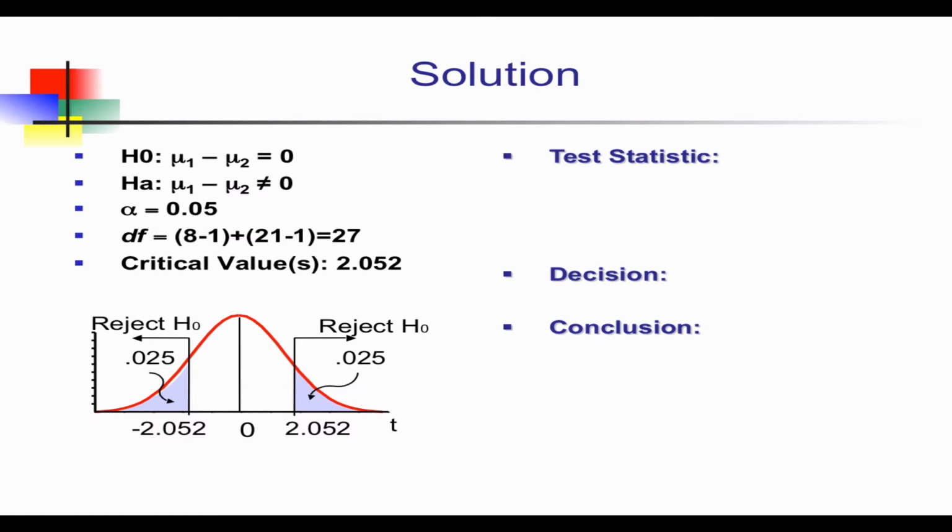So remember, this time for two-sample t-tests, when you are willing to assume equal variance, the degrees of freedom is n1 minus 1 plus n2 minus 1. So it's 27. And then if you go to a t distribution with 27 degrees of freedom, you get this critical region, which is negative 2.0 and positive 2.0.